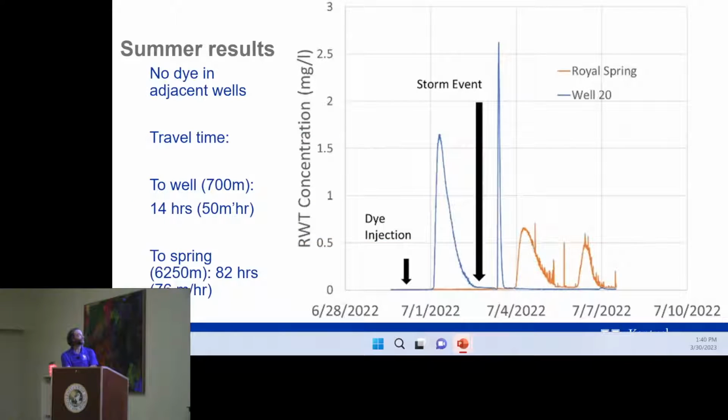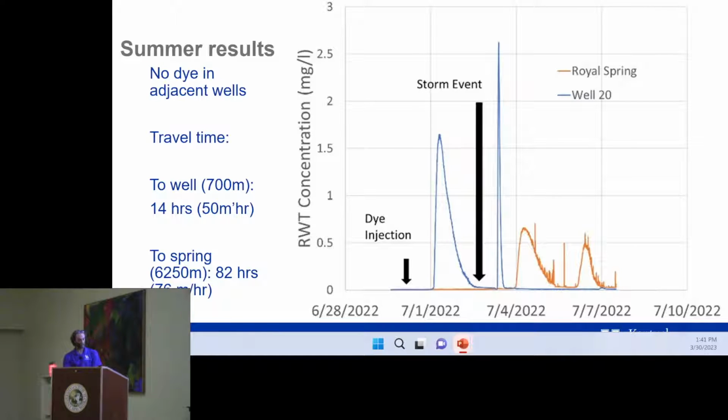And so when we go to the dye trace results, it was fascinating because there was no dye detected in either of the adjacent wells. However, we had a very distinct double peak in the main conduit. So we have our dye injected here, a large recovery peak just as we would expect, and then after the storm event happened, we actually had a higher spike in that dye concentration, which suggested that there may have been some storage within the system that we weren't thinking about.